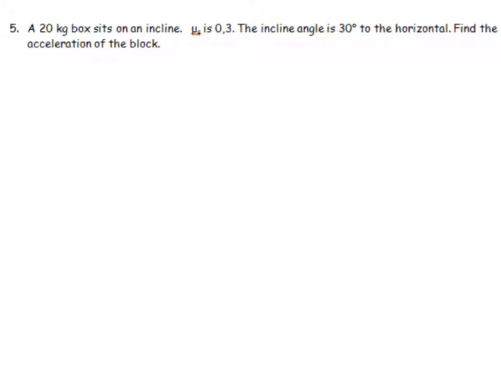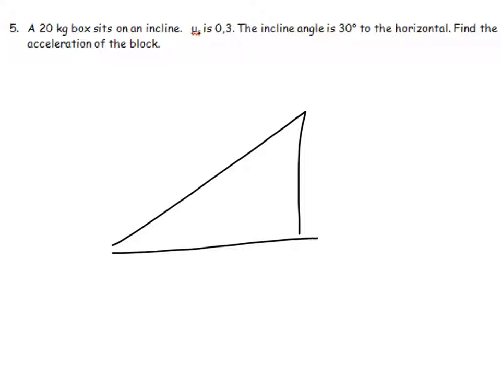We've got a 20 kilogram block. It's sitting on an incline, and we've got a coefficient of friction of 0,3. So it's 30 degrees over here. The box is 20 kilograms. If it's 20 kilograms, I've got a weight. The weight is going to be 20 times 9,8, which turns out to be 196 newtons.